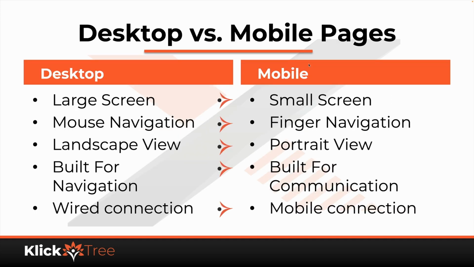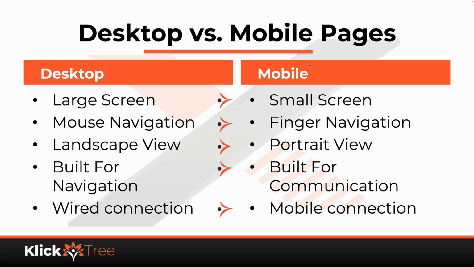If you look at the differences between desktop and mobile pages, this is what we saw. Desktop is obviously for a large screen, right? It's mouse navigated. It has a landscape view, so it's looked upon differently. It's built for navigation, and it usually has a wired or wireless connection in the house. On the mobile side, however, we've got a small screen, finger navigation, a portrait view, and it's built for communication.